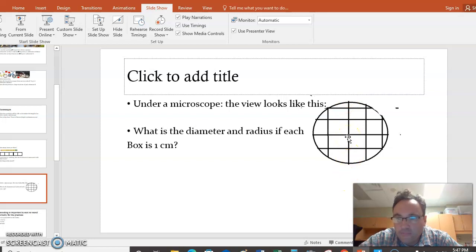So it looks to me like, what is the diameter? We have 1, 2, 3, 4, call it 4 1/4. So the diameter is 4.25 centimeters. The radius is 1, 2, give or take 2 centimeters.